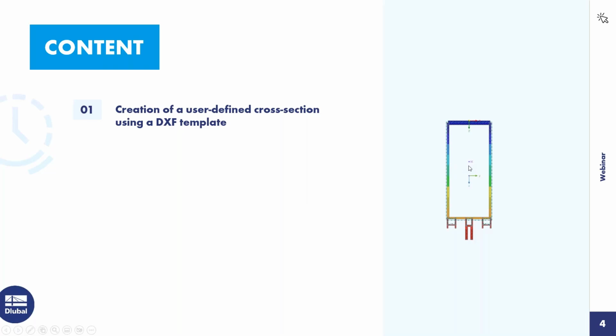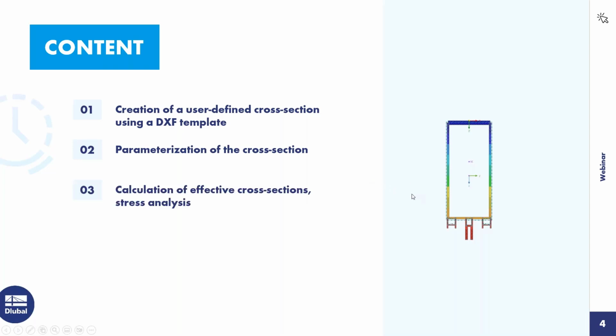So to the agenda today: at first Sonja will create a user-defined cross-section using a DXF template. You can see the completed cross-section on the right side. Then she will parameterize the cross-section. Then the third point is calculation and stress analysis, and the evaluation and documentation in the printout report.